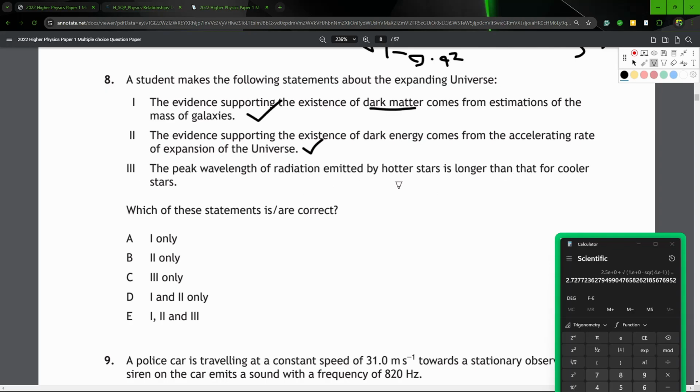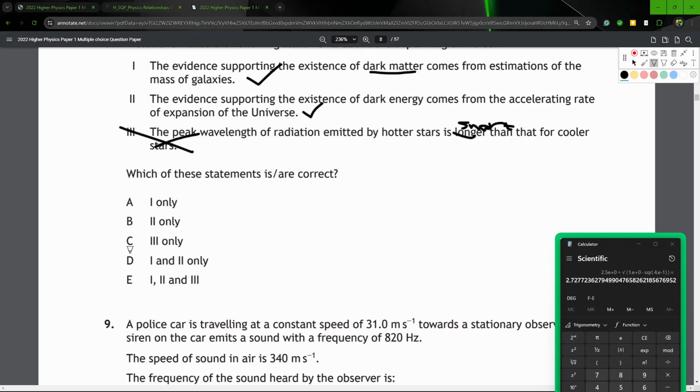But the peak wavelength of radiation emitted by hotter stars is longer than cooler stars? Well, wavelength is shorter for higher energy, and heat is energy as well. So you expect hotter stars to actually emit shorter wavelengths, which they do. Red giants are cooler than blue giants. So that means 3's garbage. So it's 1 and 2, so it'd be D.